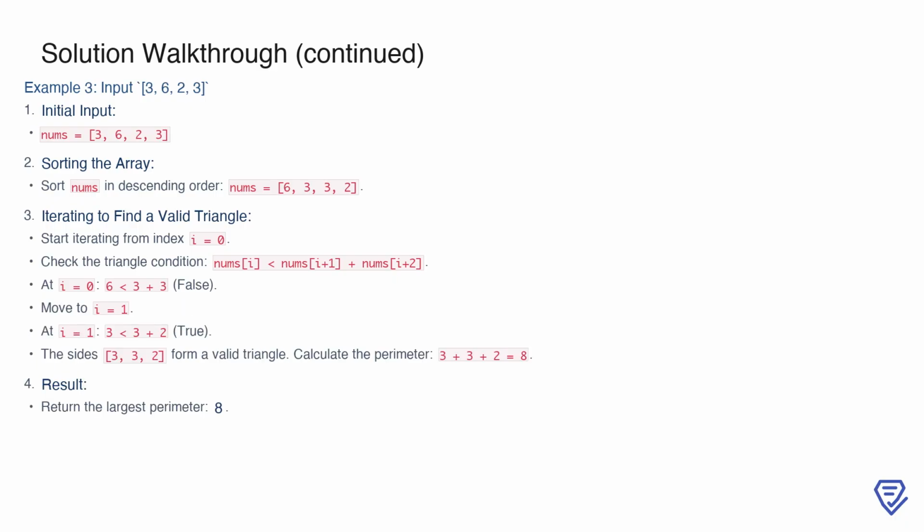For the third example, the input array is 3, 6, 2, 3. Following the same process, we first sort the array in descending order, which gives us 6, 3, 3, 2. Next, we start iterating to check for the triangle condition. At index 0, we have 6 < 3 plus 3, which is false, so we move to the next index. At index 1, we check 3 < 3 plus 2, which is true. This means the sides 3, 3, 2 can form a valid triangle. The perimeter of this triangle is 3 plus 3 plus 2 equals 8. Since this is the largest perimeter we can achieve with this input, that becomes our result for this example.